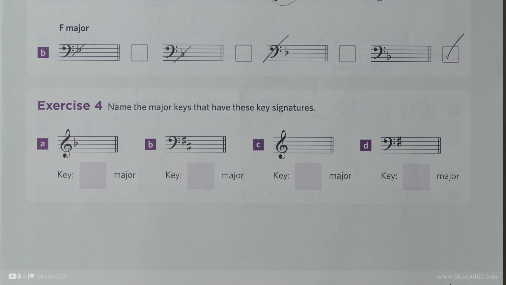So have a go. It doesn't matter if you get it wrong, and then pop back into the video and we'll check through those answers.